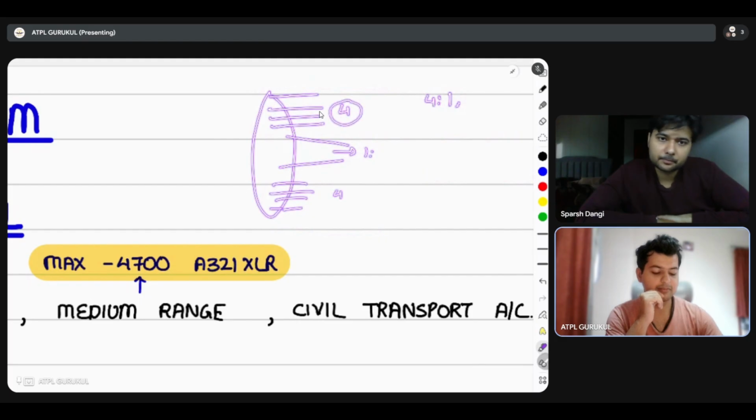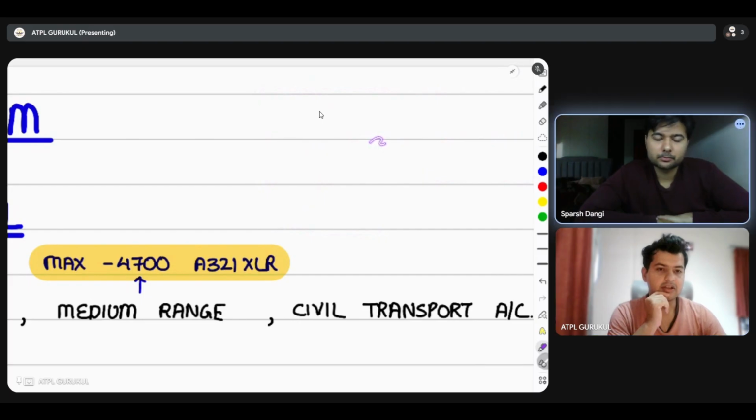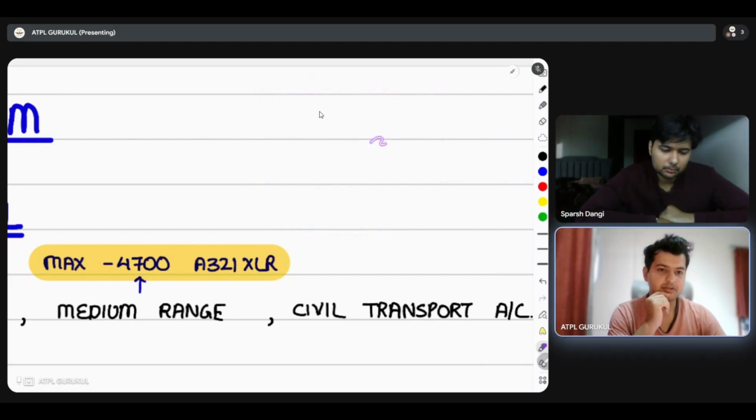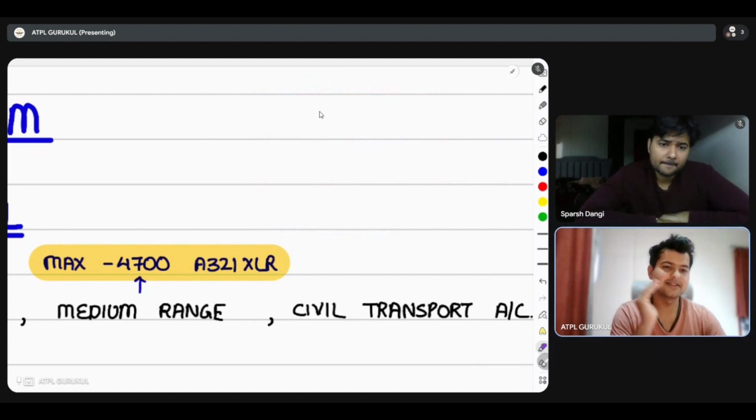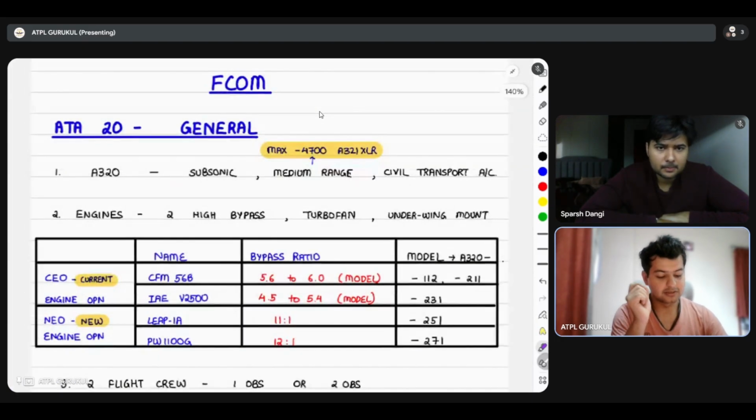Because 4 units of air are being bypassed for every 1 unit going into the core. Okay, so it's a high bypass ratio engine. That is what the bypass ratio is, and this is the ratio of the masses of the air, not of the volume of the air. So it's 4 kgs of air, not 4 liters of air. Okay, it's a turbo fan engine.